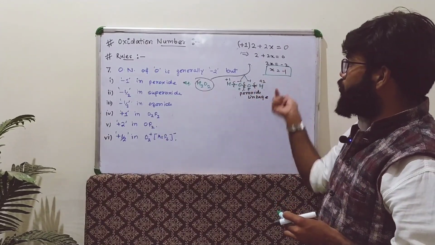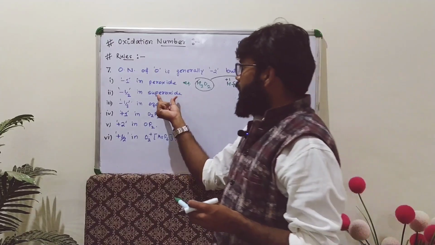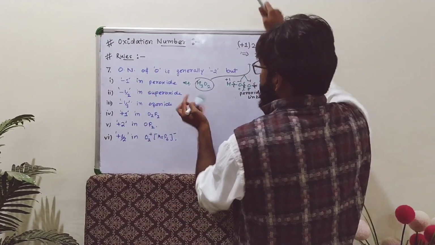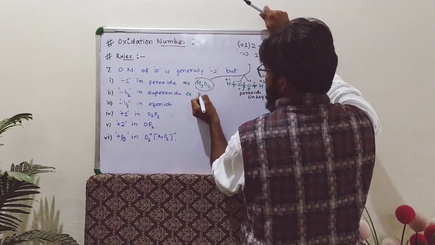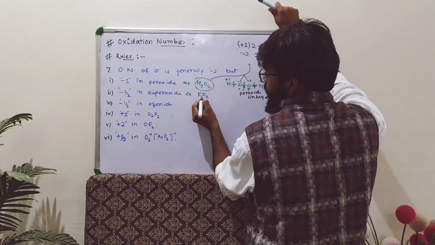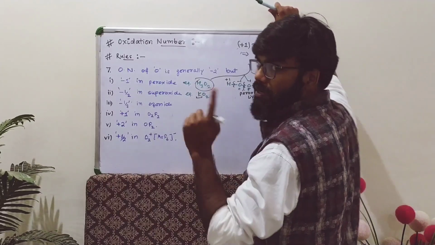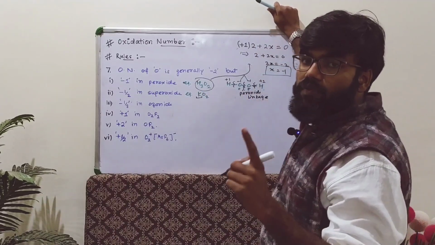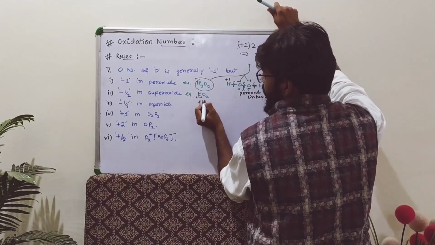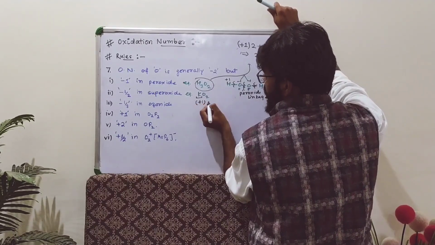I hope you have understood this. In superoxide it is -1/2. Let us take an example of superoxide. Suppose it is written KO2. Then here we know that the oxidation number of potassium is always +1 because it is a group 1 element. So here we will put +1, only one atom, so we don't have to put anything.